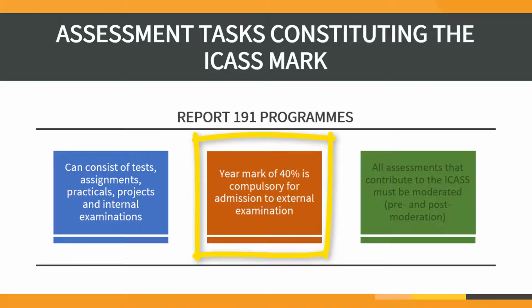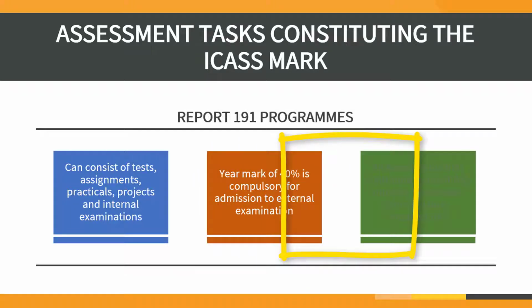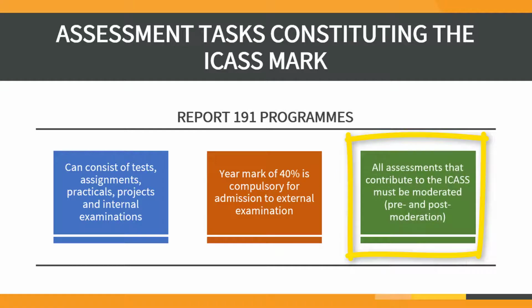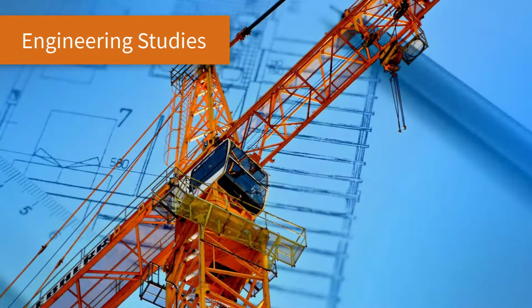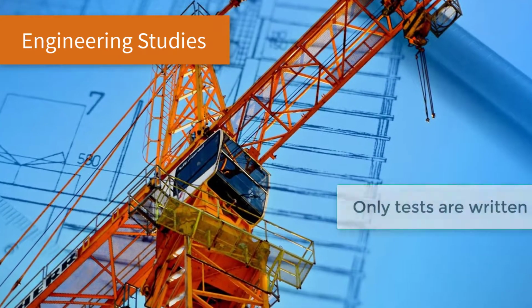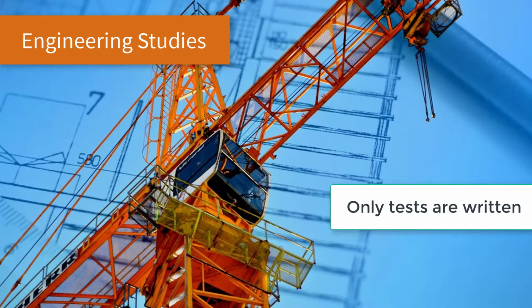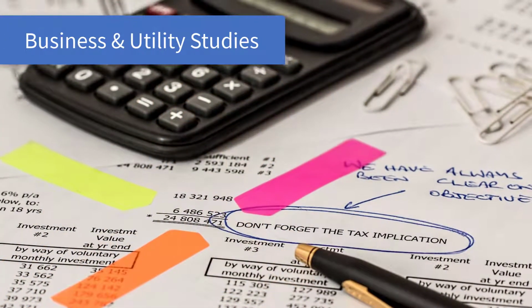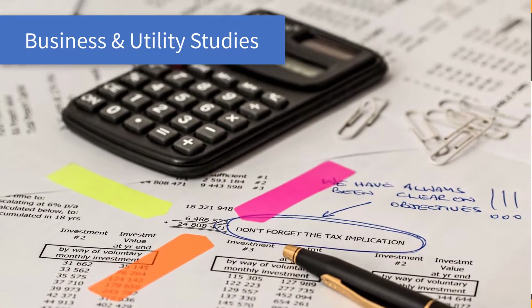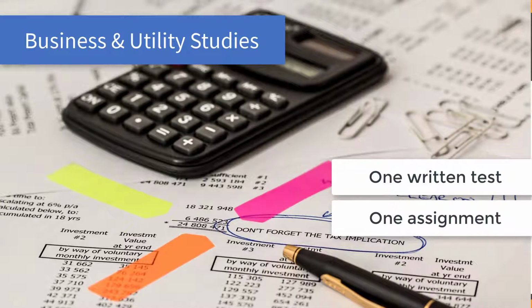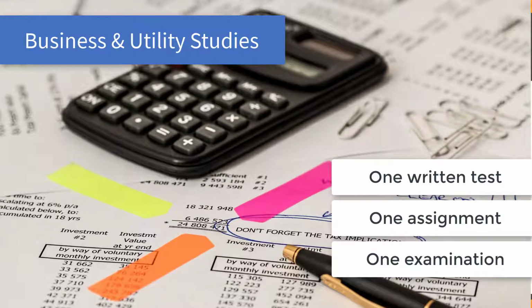A student needs to obtain a minimum of 40% in the internal assessments in order to be admitted to the examination. All internal assessments that are used to make up the final ICASS mark must meet the pre- and post-assessment moderation requirements that are set out in the ICASS guidelines. You should make a note that in the trimester subjects of engineering studies, only tests are written, whereas in business and utilities studies, both of which are semester subjects, one written test, one assignment, and an examination must be completed.